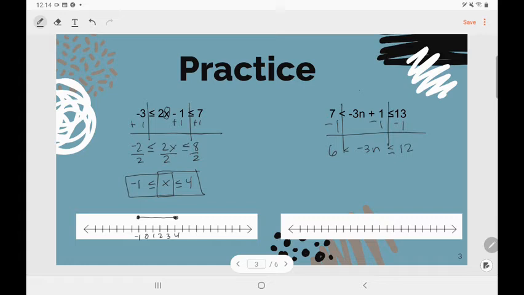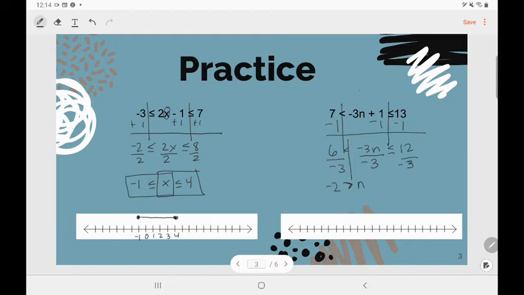Now remember that the one thing that is different about solving inequalities from solving equations is that when I divide by a negative, and I'm dividing by negative 3 right here, I'm going to flip my inequality sign. And because I'm dividing by negative 3 on this side, that's going to flip this sign.